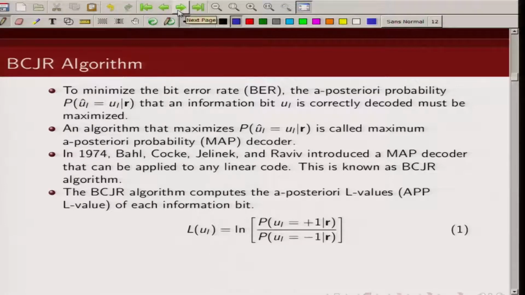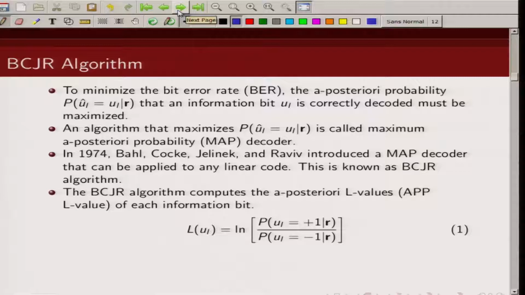Now, the complexity of this algorithm was much higher than the Viterbi algorithm, and that is why it was not popular in the 70s, but in the late 90s when concatenated codes and turbo codes came into the picture and we required soft estimates, then these algorithms became very popular.